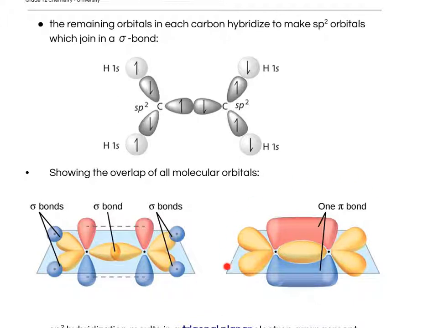So the only difference here that we're seeing is we're seeing the molecular orbitals being formed. As opposed to over here where the atomic orbitals are all separate, here they have formed molecular orbitals.